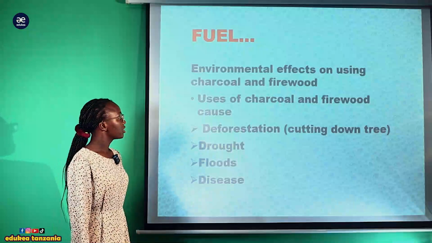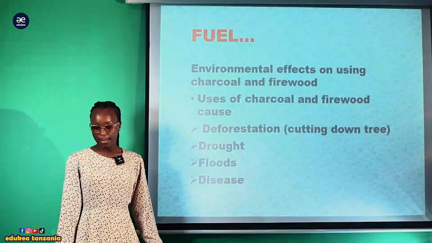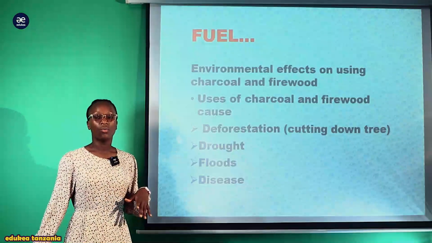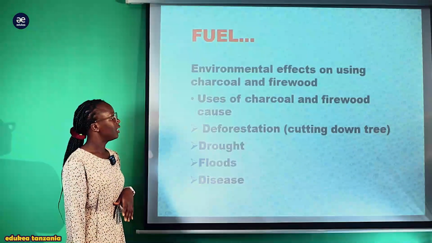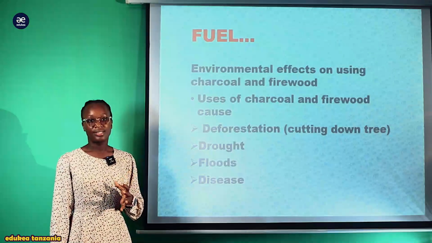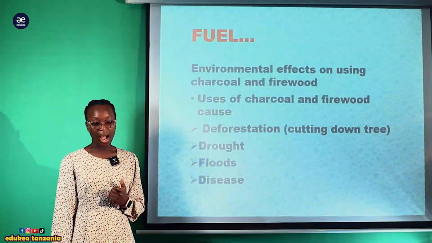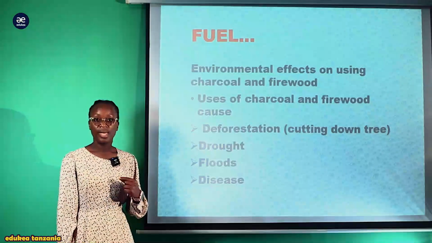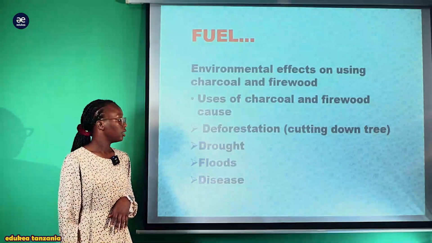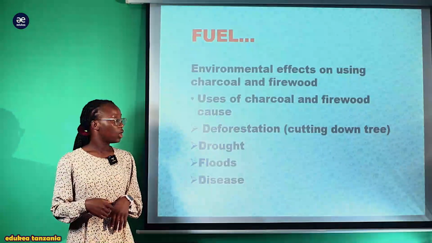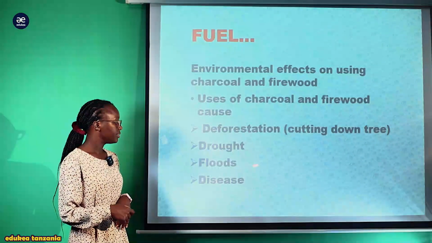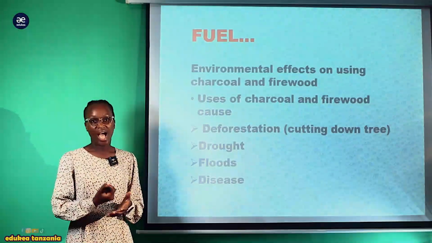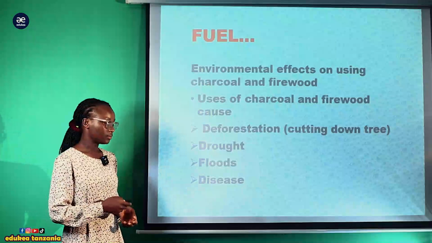Let us see the environmental effect of using charcoal and firewood, kwamba matumizi ya hizi kuni au mkaa wenyewe unakuwa unaleta matatizo au madhara katika mazingira. How? For instance in deforestation, kwamba kupitia kutumia hizi firewood, charcoal and so on, ina lead to deforestation. Also it leads to drought, floods, diseases. Now let's just see how deforestation, how drought, how disease, how floods.